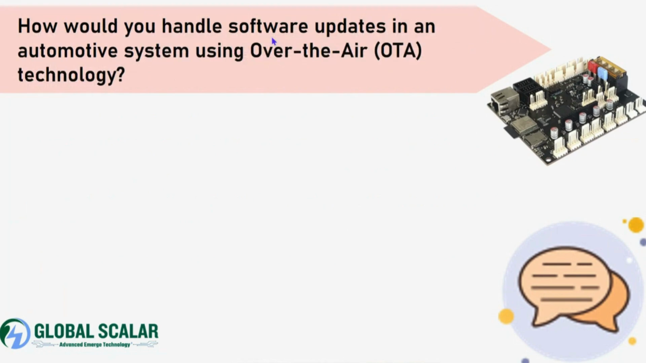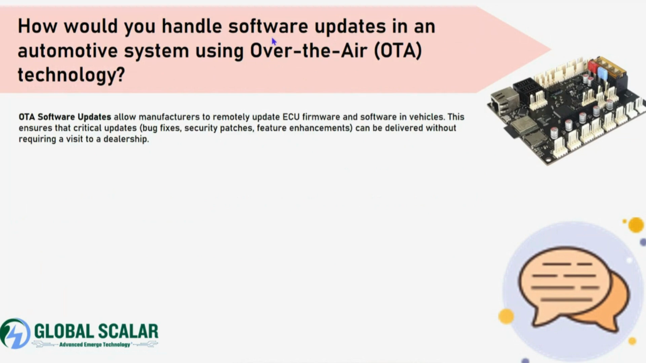How would you handle software updates in automotive systems using over-the-air technology? Over-the-air technology is a software update method that allows manufacturers to remotely update ECU firmware and software in the vehicle. This ensures that critical updates like bug fixes, security patches, and safety feature enhancements can be delivered without requiring a visit to the dealership.